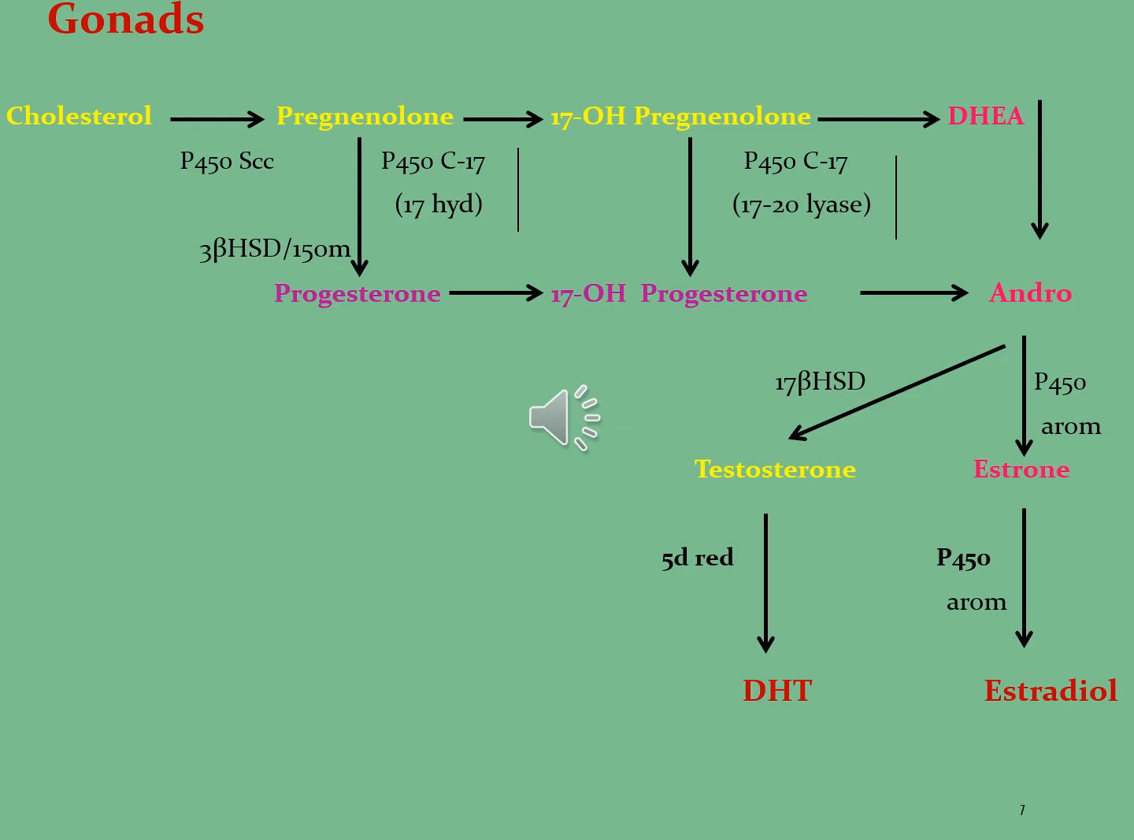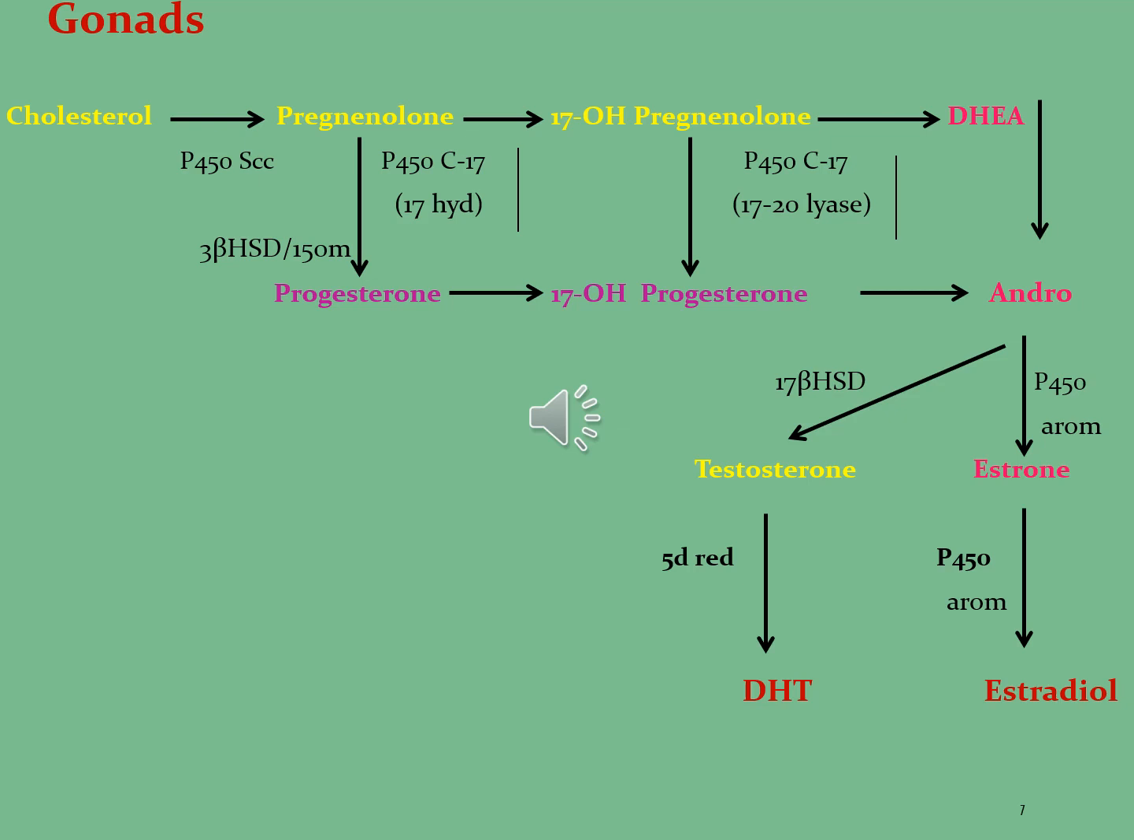Let's see how pregnenolone and 17-hydroxypregnenolone are changed into progesterone and 17-hydroxyprogesterone respectively. The pregnenolone is changed into progesterone by the effect of enzyme 3-beta-HSD, and the 17-hydroxypregnenolone is changed into 17-hydroxyprogesterone by the effect of enzyme 17,20 lyase.